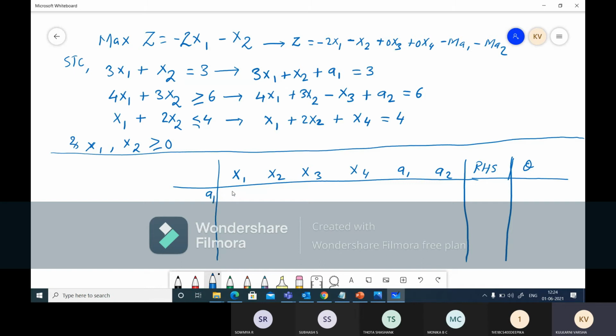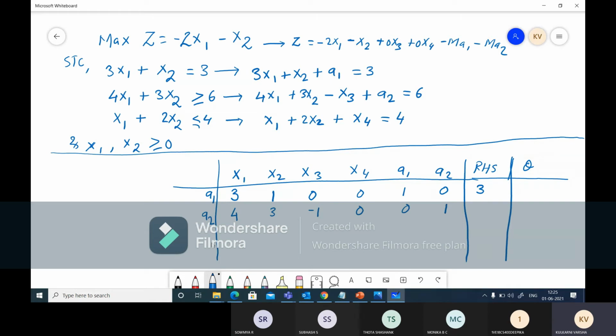And for the first equation only, write down the coefficients: 3, here 1, here 0, here 0, here 1, here 0. This is 3. From the second, we have x3 and a2, but x3 will not be taken because it's a surplus variable. It has a negative coefficient, -1, which will lead to an infeasible solution. So we'll take a2. And we have 4, 3, -1, 0, 0, 1.